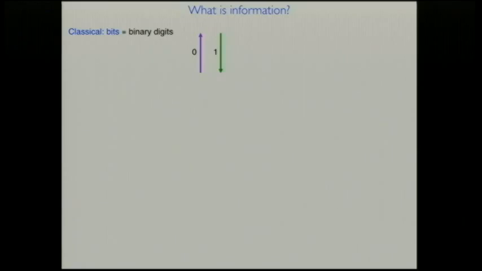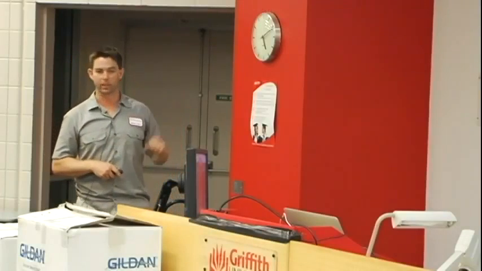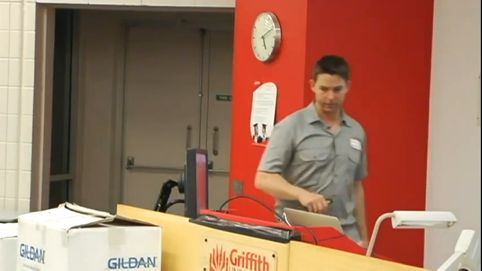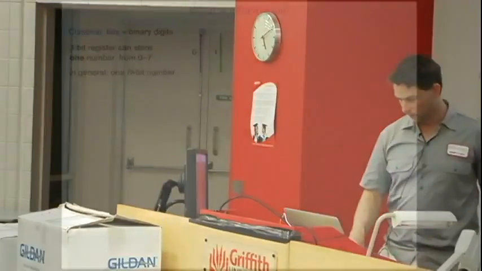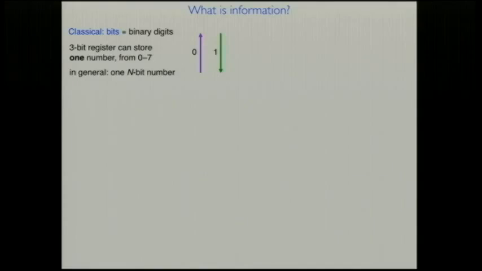So let's think about what the state of a computer might look like. Classically, again, you can identify bits as being in the state 0 or 1, and maybe we can picture that as being an arrow pointing up or an arrow pointing down, just pictorially. And for instance, a 3-bit register can store one number, which can be any number from 0 to 7. So we can store one n-bit number in an n-bit register.